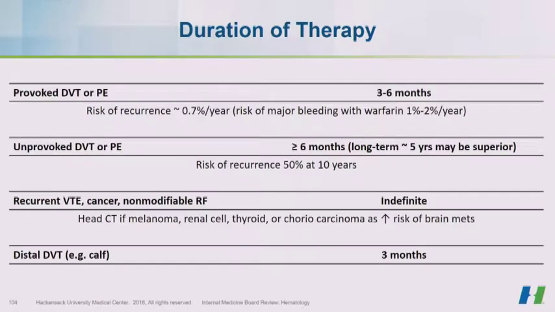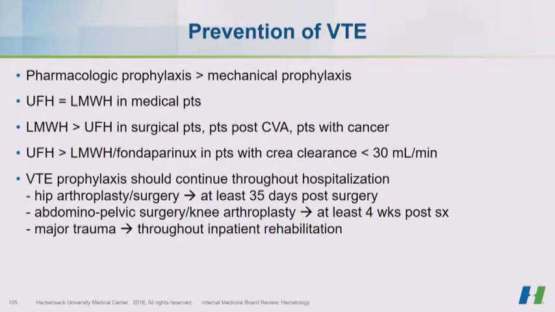Duration of treatment for provoked distal DVT is 3 months. Any other condition, typically longer, at least 3 to 6 months. If you have unprovoked clotting episodes, or in the context of conditions that will just persist, cancer is a good example, typically lifelong. Prevention of thromboembolism is ideally through pharmacologic means.